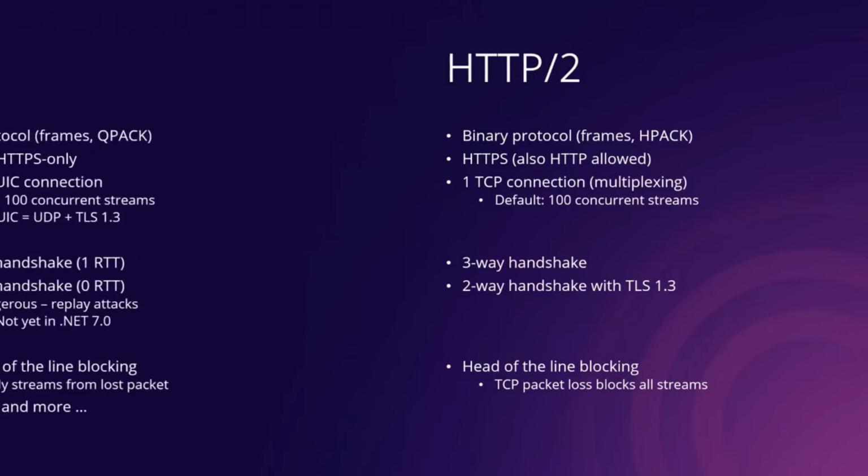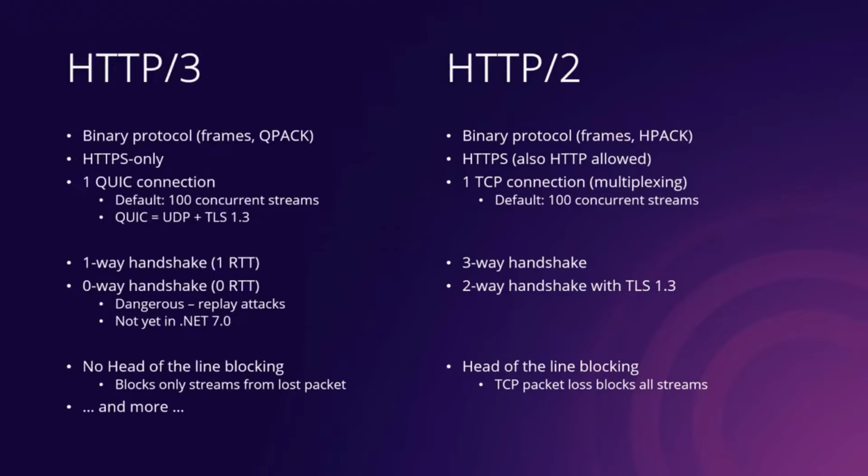So how does it look with HTTP3? I just brought in the HTTP3 description, and let's compare it to HTTP2. Both are binary protocols, with some framing and stuff very similar. HPACK is replaced with QPACK, which is, in principle, very similar. HTTP3 is HTTPS only, so it doesn't allow the unencrypted version, and we're going to get to the why. Because instead of a TCP connection, it actually uses a QUIC connection. What's QUIC? QUIC is UDP plus TLS 1.3.